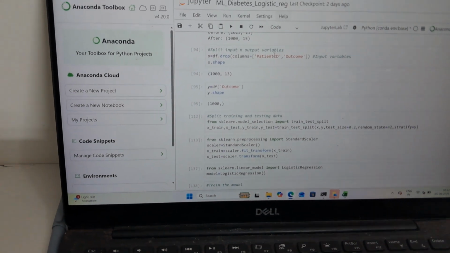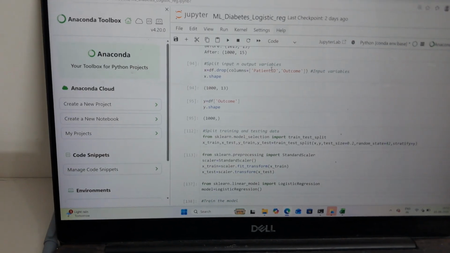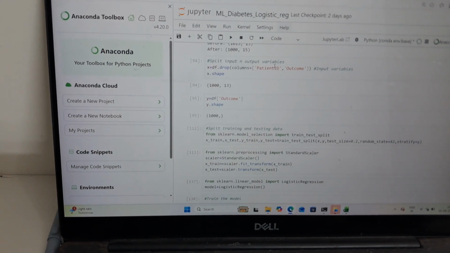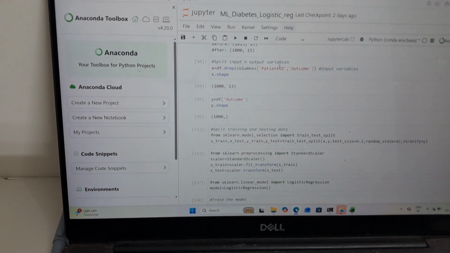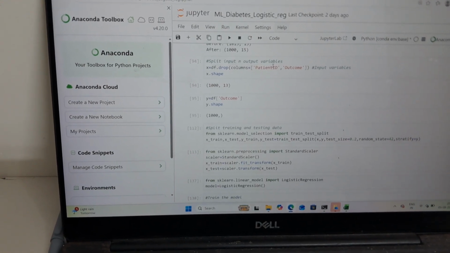Now I am done with data cleaning, data pre-processing. Still a small pre-processing part is there, one step is there, two steps are there. But otherwise the data cleaning part is done, exploratory data analysis is also done.